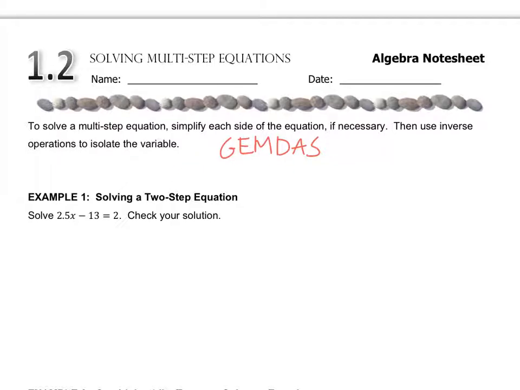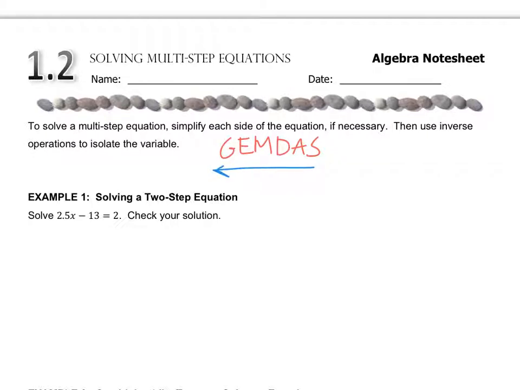And GEMDAS stands for grouping symbols, right? So it's not just parentheses, that's why we use the G, because grouping symbols are brackets, they're fraction bars. In an upcoming lesson, we're going to look at absolute value symbols. Those are all grouping symbols. Then exponents, multiplication, division, addition, subtraction, and when you're trying to decide which inverse to do first, you do them in the reverse order.